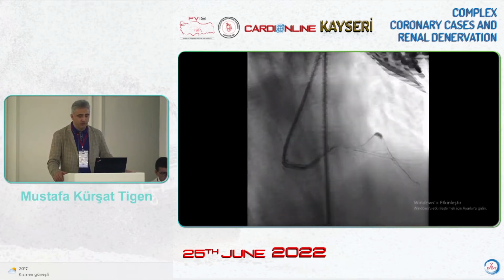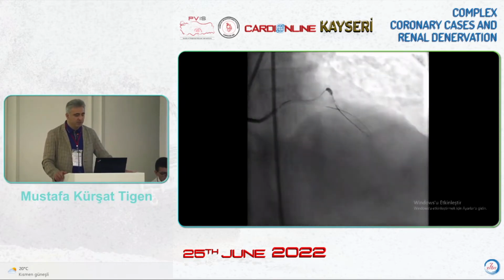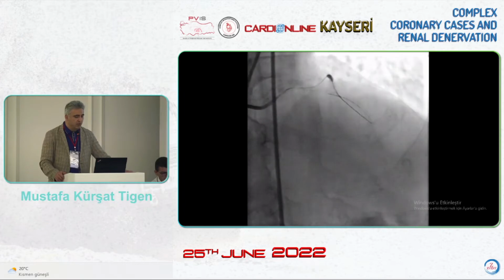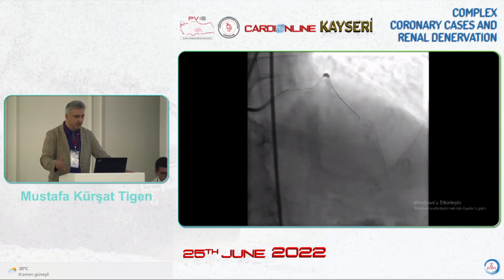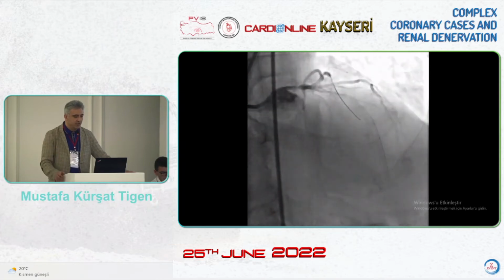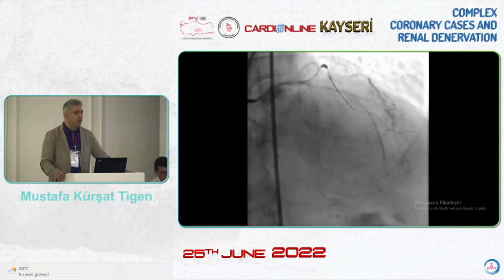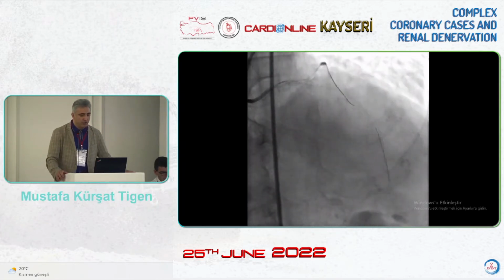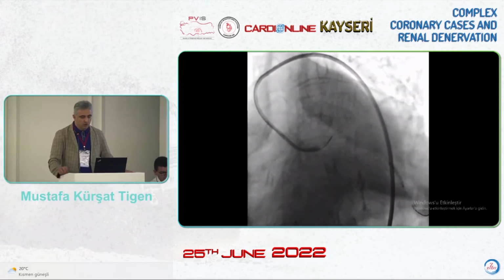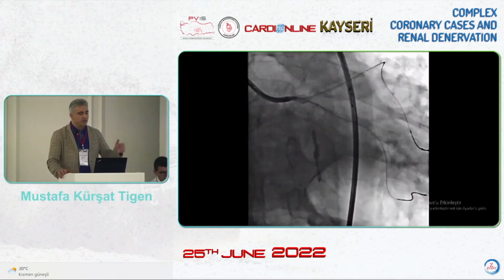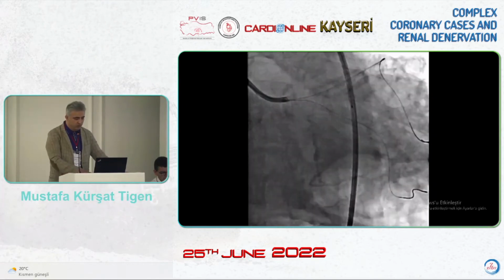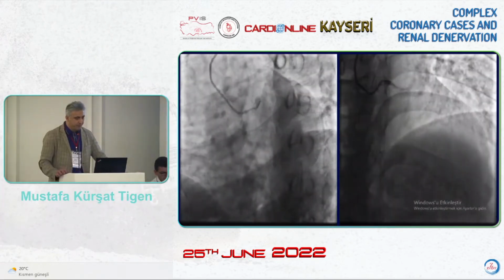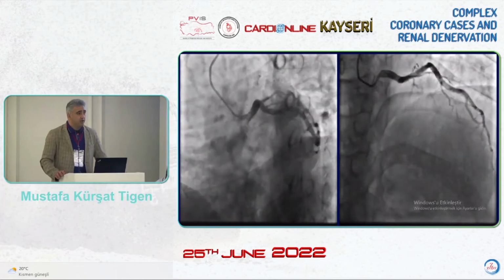We change the angle, so we check whether we are in the true lumen or not. And this is real-time imaging. We have the angle, and as we continue, we can see that our wire is within the lumen. We can see that very clearly, and from then on, we can treat the lesion, and we can say the result is quite satisfactory.